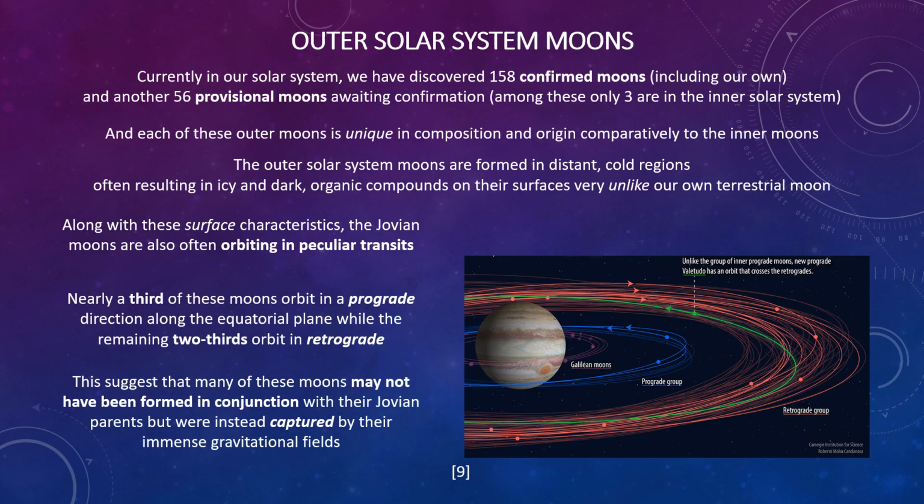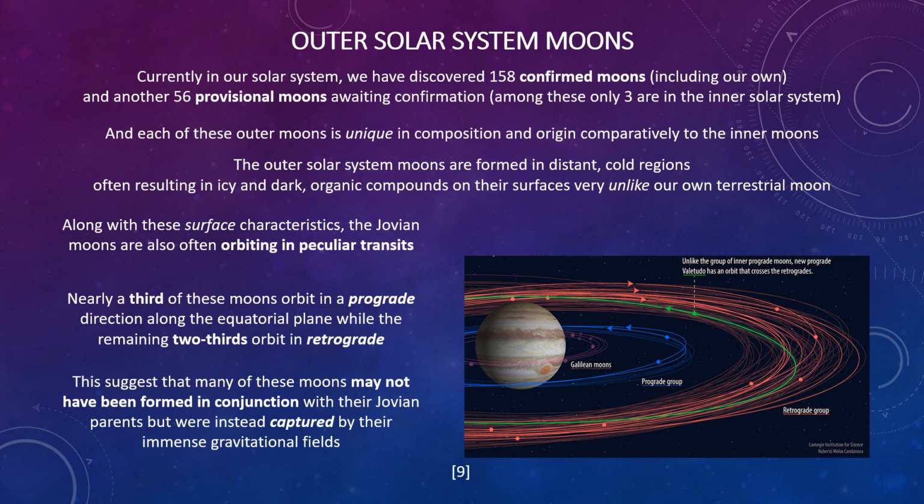Now let's talk about the outer solar system moons. In the inner solar system, we don't really have many moons at all. We just have the moon, and then we have the two moons of Mars, Phobos and Deimos, which are very similar to captured asteroids. But in the outer solar system, we have 158 confirmed moons. Actually, in our total solar system, we have 158 confirmed moons, but there's only 3 in the inner solar system. So there's 155 out in the outer solar system orbiting the giant planets. And there's another 56 potential moons awaiting confirmation.